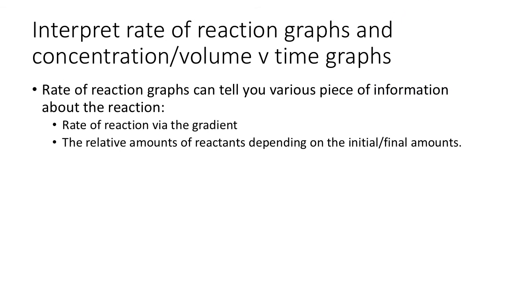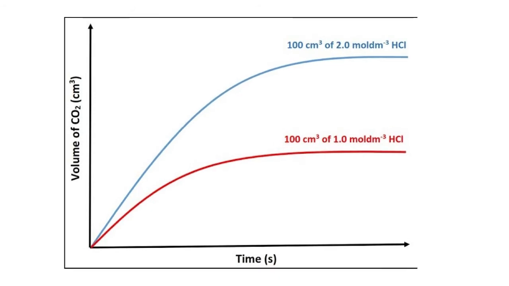So, interpret rate of reaction graphs and concentration and volume time graphs. This is the most important part because this is the part that will come up the most. Rate of reaction graphs can tell you various pieces of information about the reactions, not just the rate. Number one, you can find out the rate of reaction via the gradient, but you can also find the relative amounts of reactants depending on the initial and final amounts. What does that mean? Let's have a look at a couple of graphs here. This one here is a time versus volume graph.